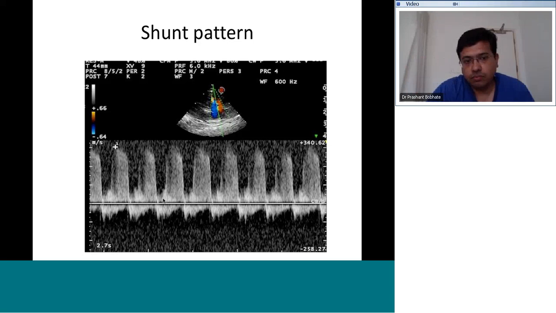Somebody says small. There is a difference in the pressure of the aorta and the pulmonary artery in systole, but in diastole they are almost the same, which suggests that this PDA is very big, it is having significant flow, there is significant pulmonary hypertension, and in all probability you will have to close this PDA.